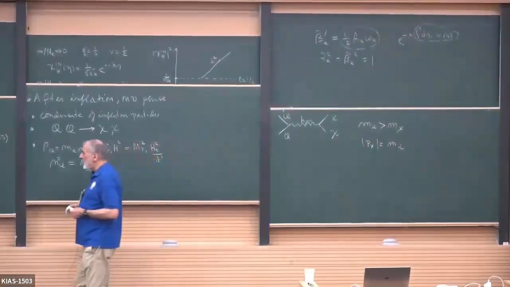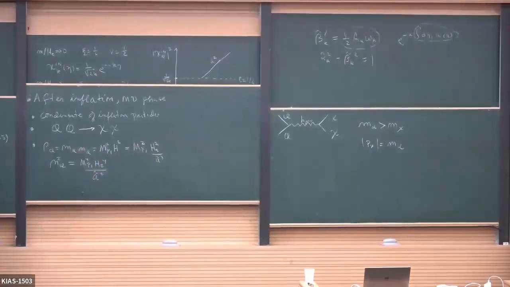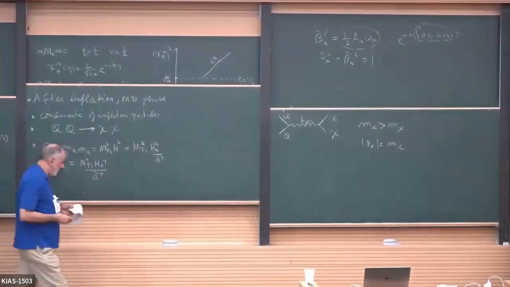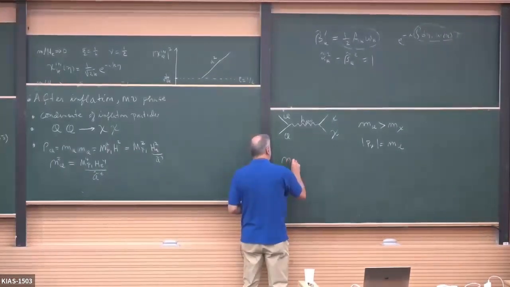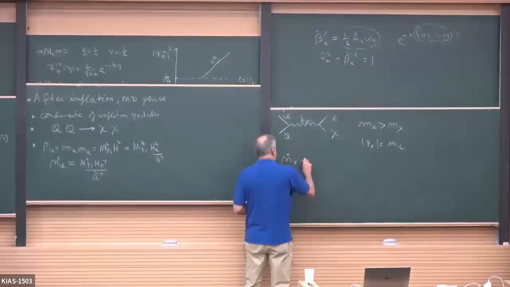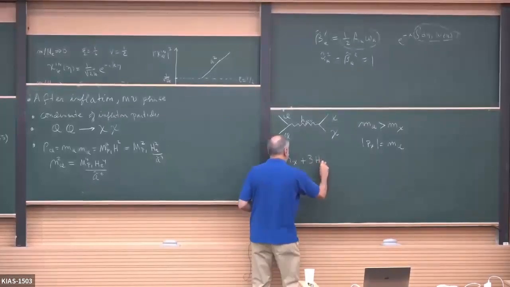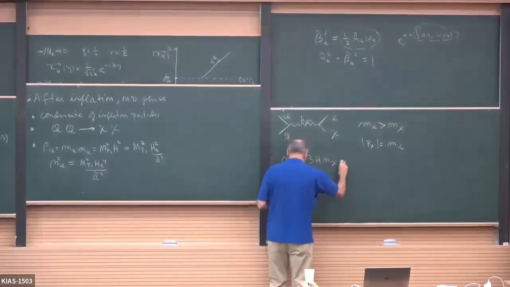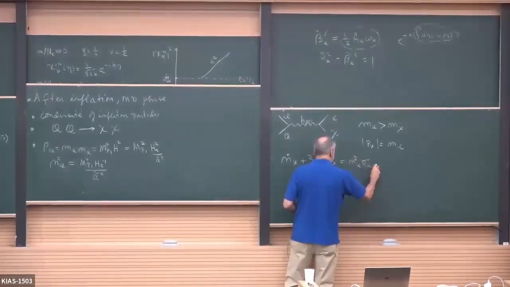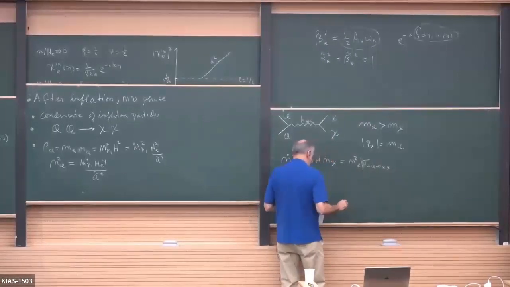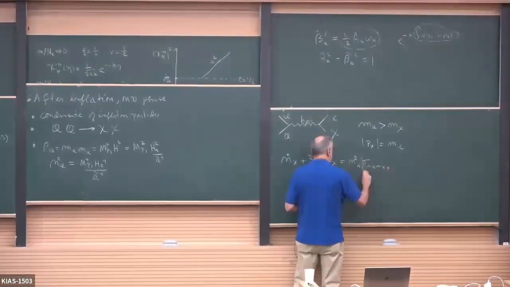All right, now we can take a Boltzmann approach and imagine n chi dot plus 3H n chi is equal to n phi squared times the cross section. And this is some thermal average cross section.